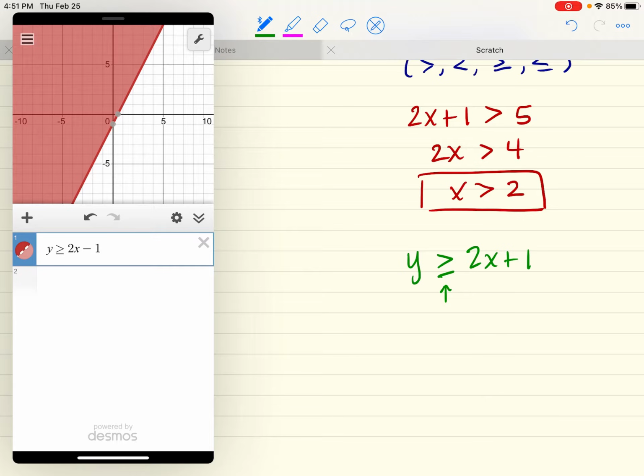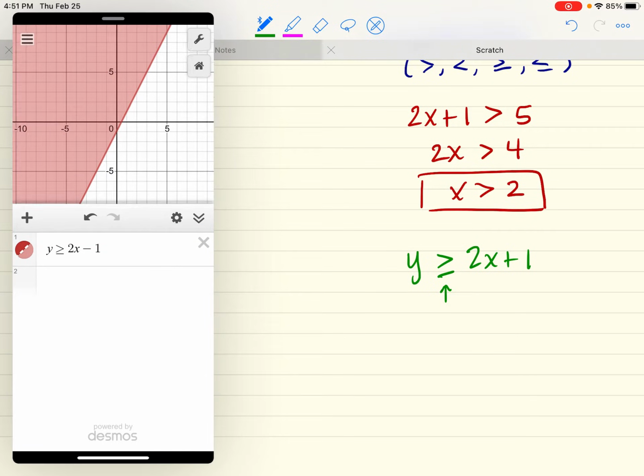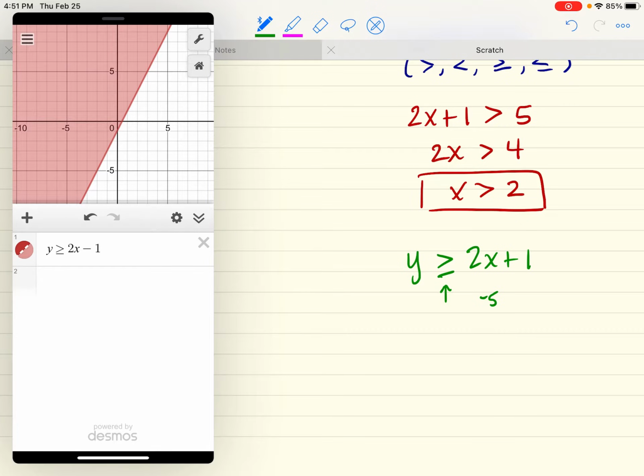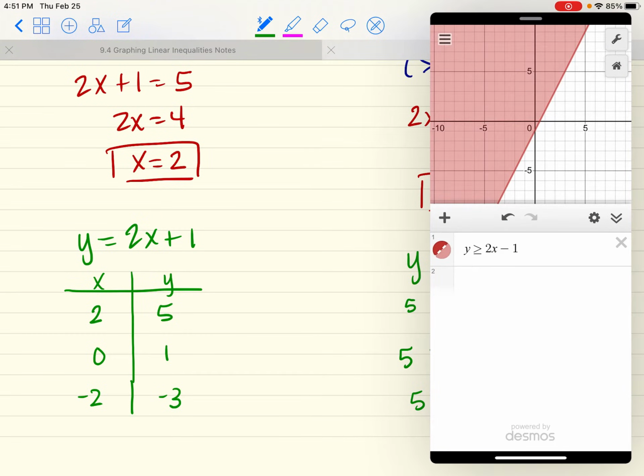So for instance, if we look at this point up here, I'm just going to pick a point in the shaded area like (negative 5, 5). If I plug negative 5 in for x and positive 5 in for y, I would have 5 greater than or equal to negative 10 plus 1, and 5 is definitely greater than or equal to negative 9. And so we're going to get this whole region of solutions instead of just the points on the line. It's the points on and above the line that make it true.